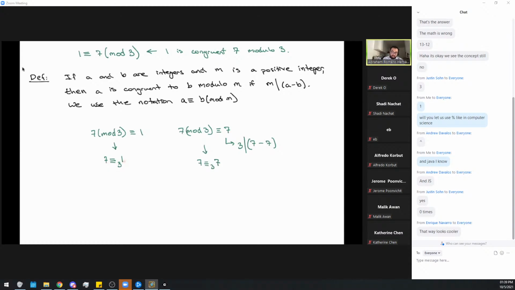So this means 7 is congruent to 1 mod 3. Wait, what do we do? I'm trying to remember. Hold on. Oops, I have it backwards. This is supposed to be 1, and this is supposed to be a 7. There it is. That makes sense. 1 is congruent to 7 mod 3. That's one way of writing it. It doesn't really matter which one is the 7, because obviously you still get the same result.